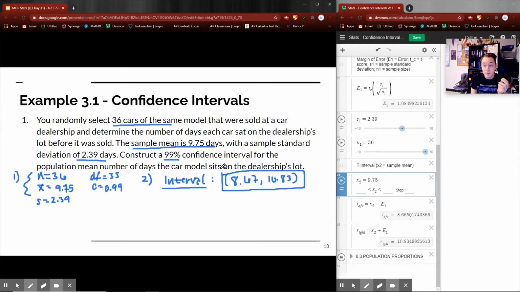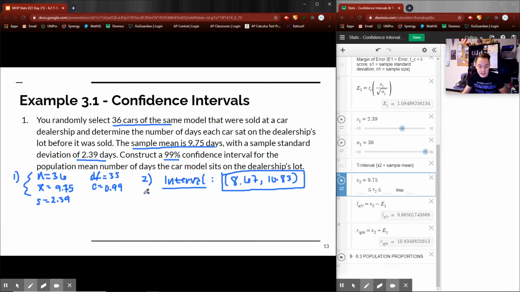And I can be 99% confident that the population mean number of days the car model sits on the dealership's lot is between 8.67 to 10.83. So roughly, on average, about 9 days. I could say that. So my population mean is probably between that, and it's probably going to be around 9 days that it sits on the dealership's lot. Pretty cool, right? Pretty cool.